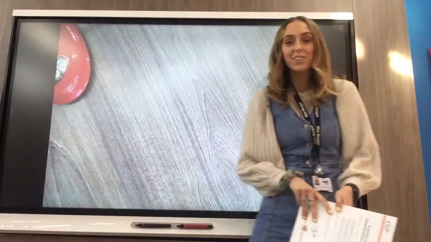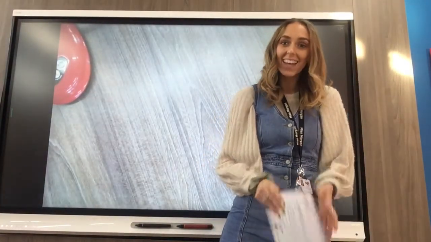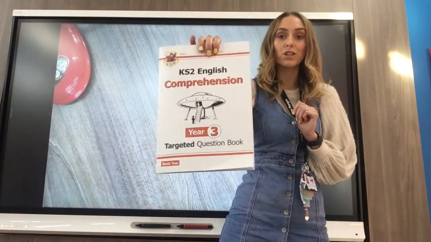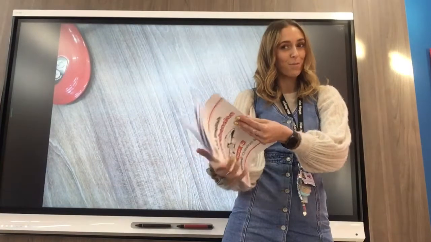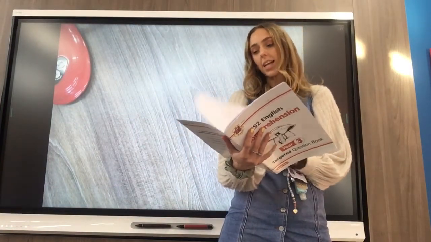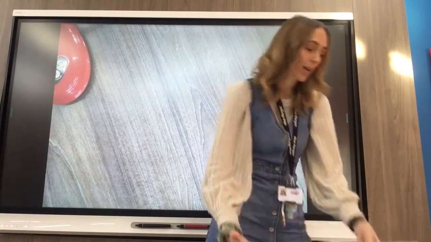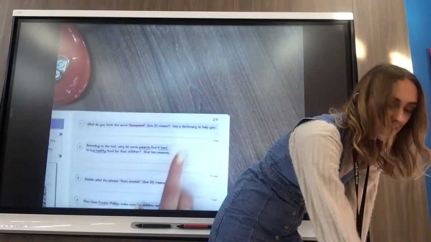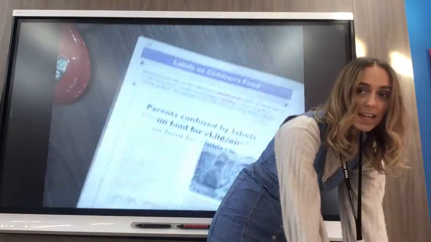Okay, Year 3, well done for doing your task for today. So what we're going to do now is move on to our Year 3 Comprehension Booklet. And does anybody know what page we're on today? I don't think I can remember, so I'm going to see where I last did my work. We are on pages 24 and 25. So find the right pages for me.